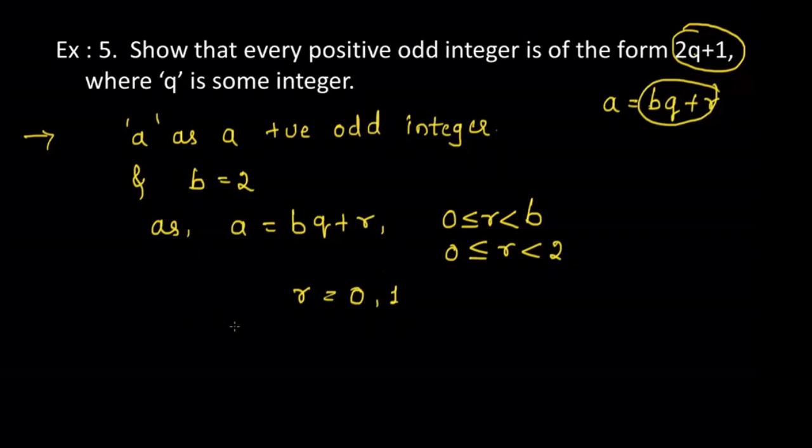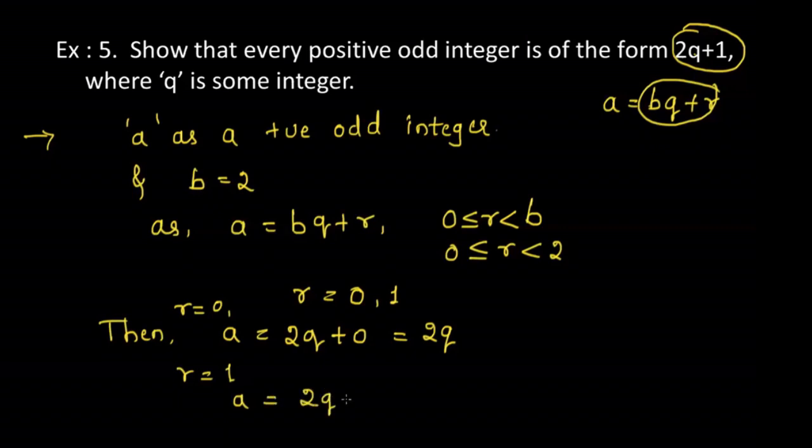After that you have to put that in Euclid's division lemma. What is Euclid's division lemma? a equals bq plus r. The b value is 2 here, and you don't put any value for q, leave it as it is. If you consider the value of r as 0, you write the lemma as 2q plus 0, which you get as 2q. And again, if you consider the value of r as 1, then a equals 2q plus 1.